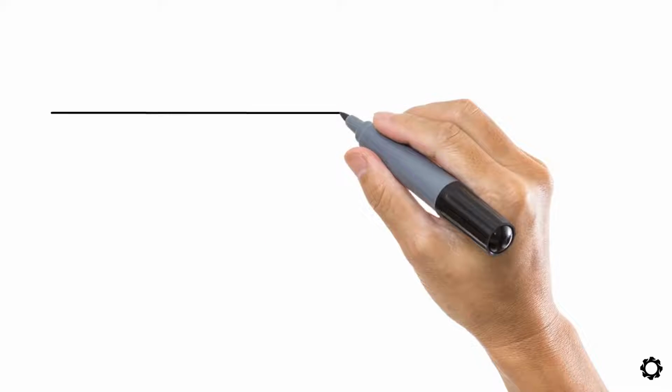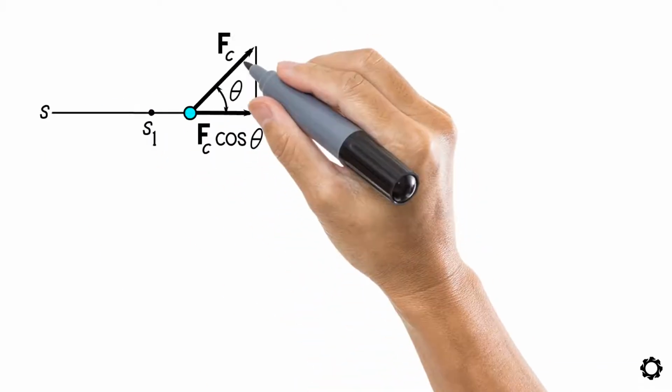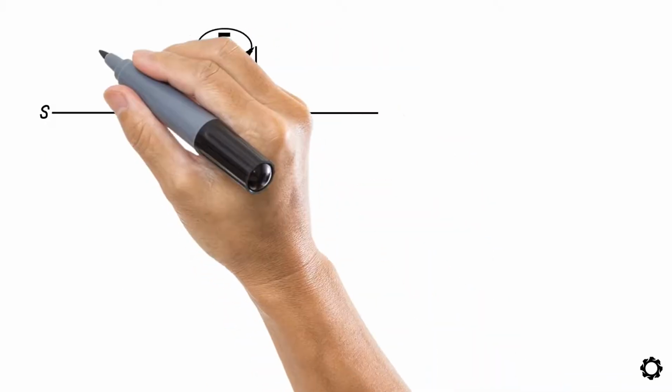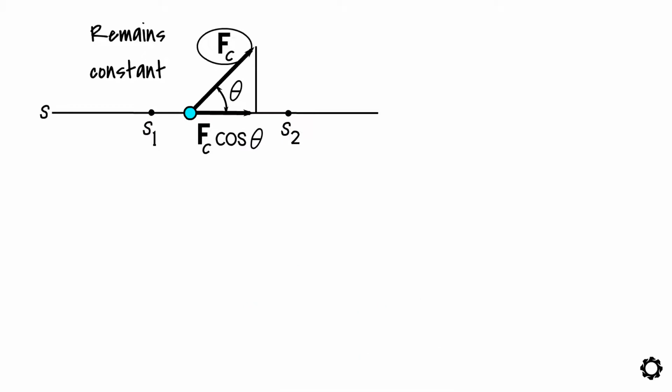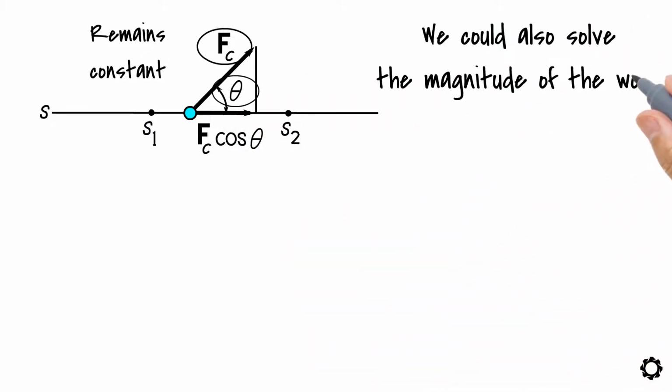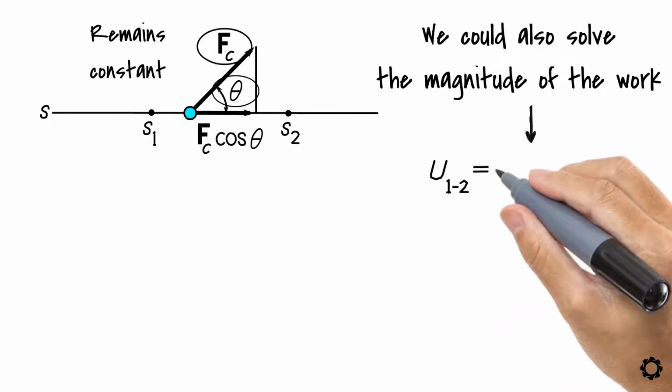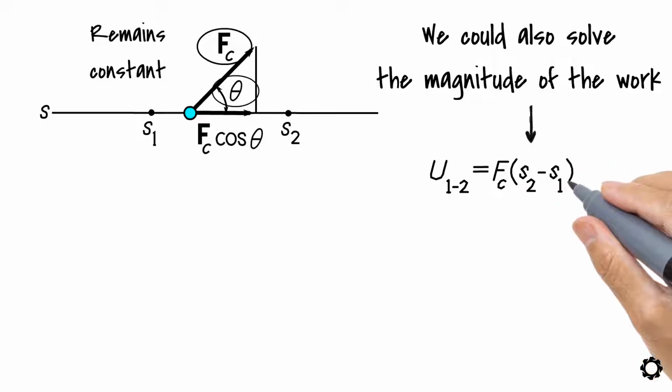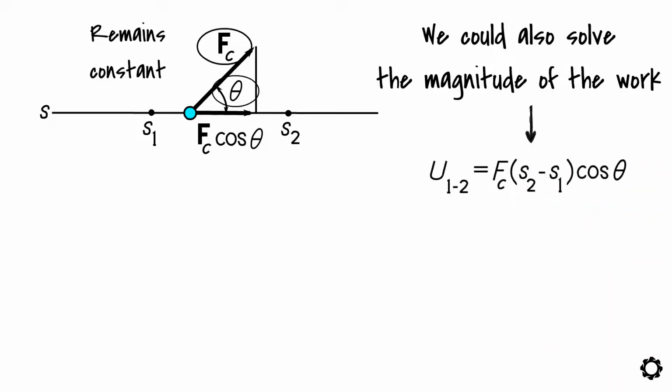Now, if the particle would move along a straight path, and the force which causes the particle to move remains constant while acting at a constant angle theta, we could also solve the magnitude of the work from the following equation. U1-2 equals Fc times (s2 minus s1) times cos theta.